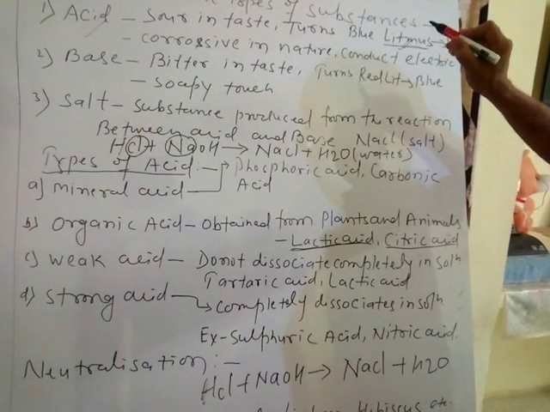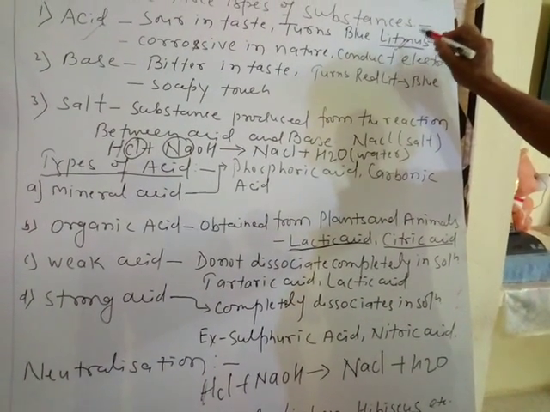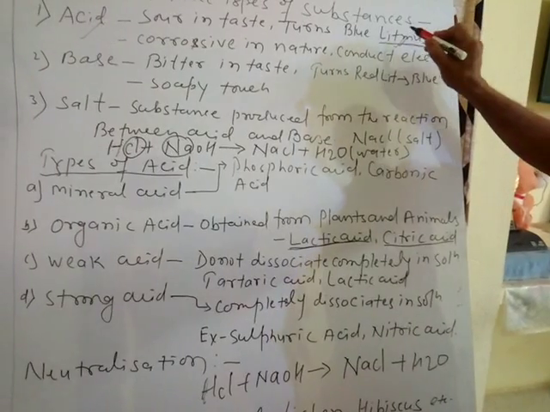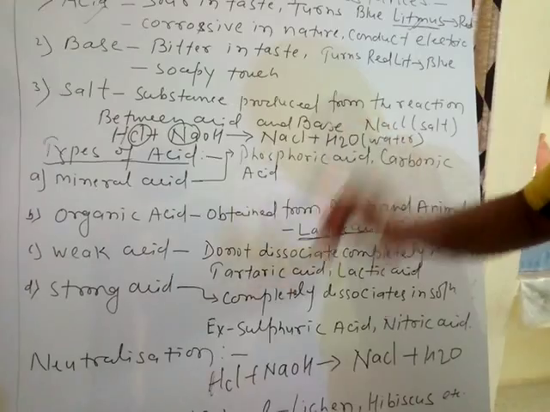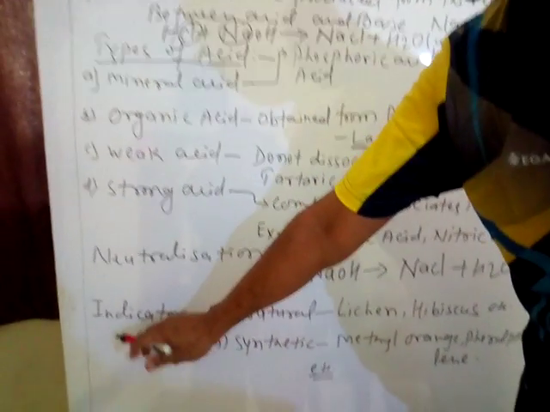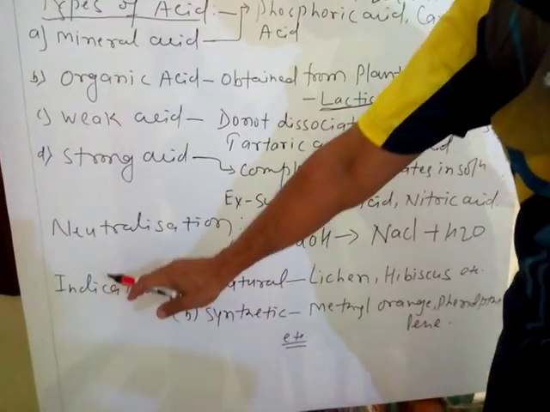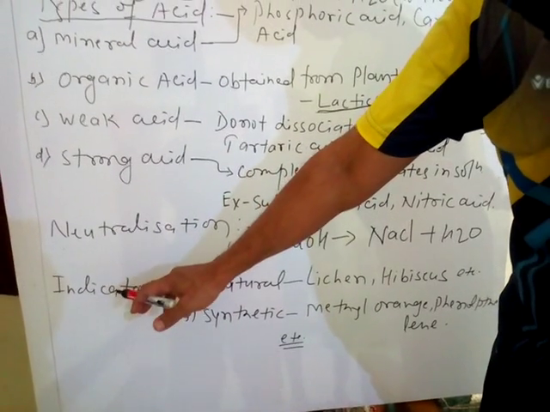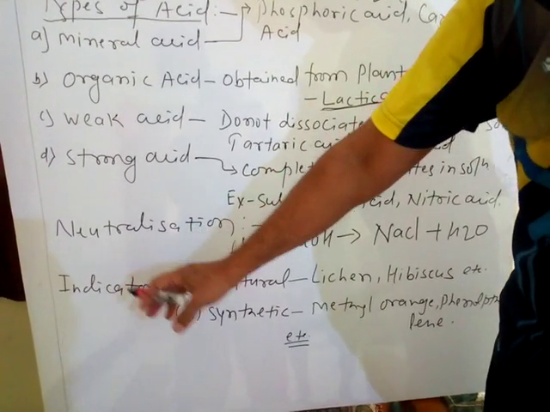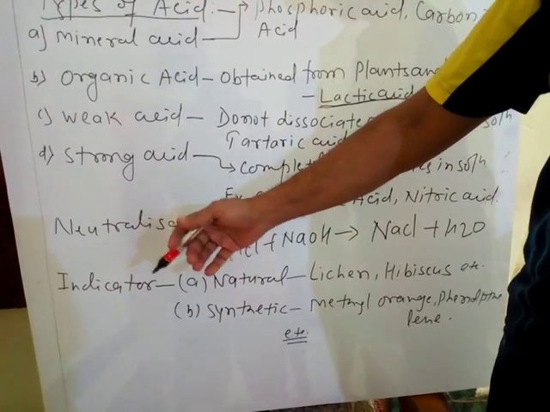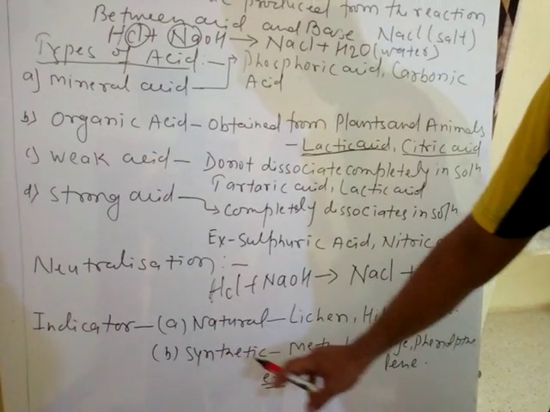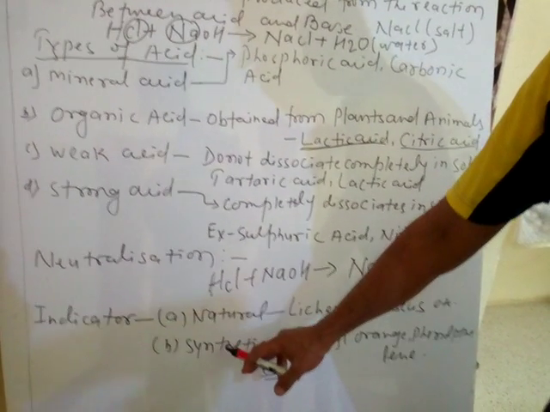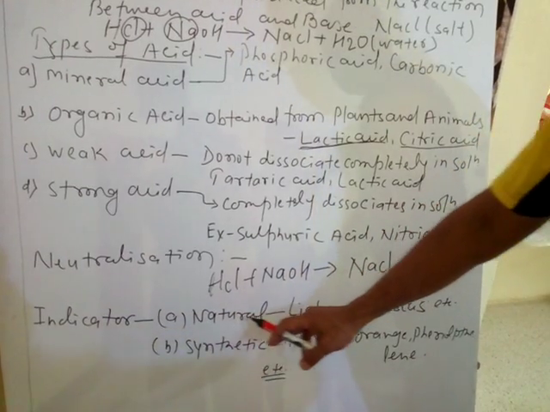Earlier I have explained here what is litmus. So litmus is a type of indicator. This is a natural indicator which tells us whether a substance is acid or base. So I have written indicator here again. An indicator is a substance which tells us about the nature of any chemical, whether the chemical is acid or base in nature. So indicators are of 2 types: natural indicator or synthetic indicator, or man-made indicator. Natural indicator is found in nature.